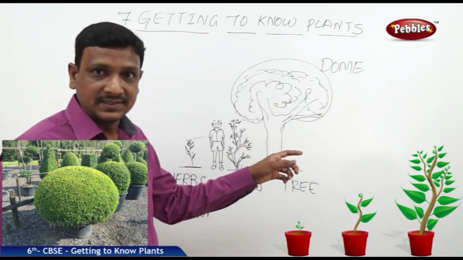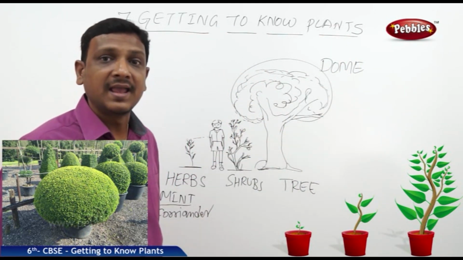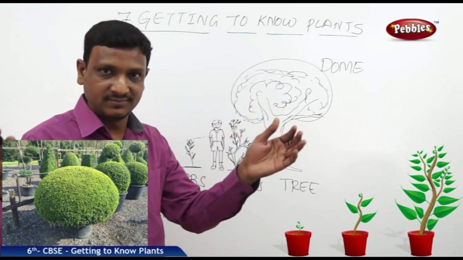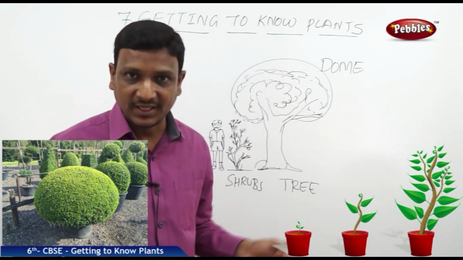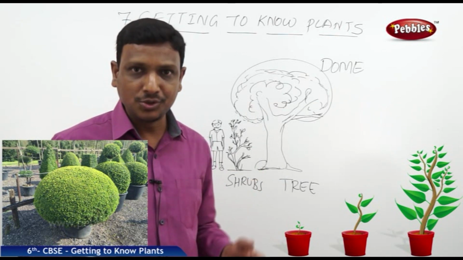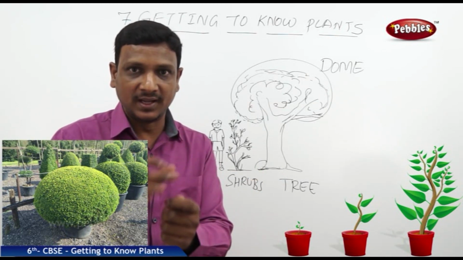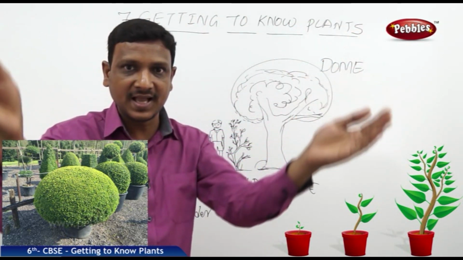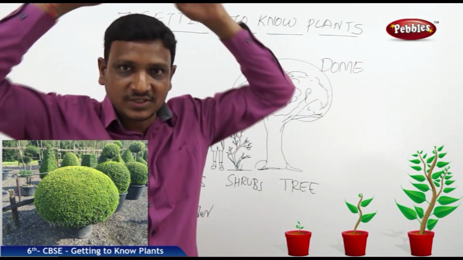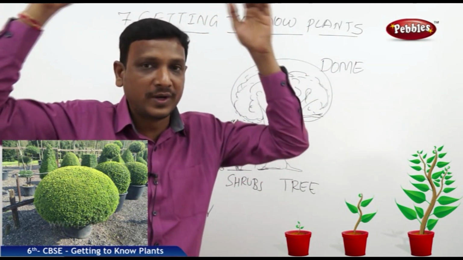This dome is sometimes also called a canopy. You might have seen the canopy of an umbrella. You know the umbrella, you use it when it rains. You open the umbrella, there is a stick and over that there is a canopy. You hide yourself in the canopy, so no rain falls on you.